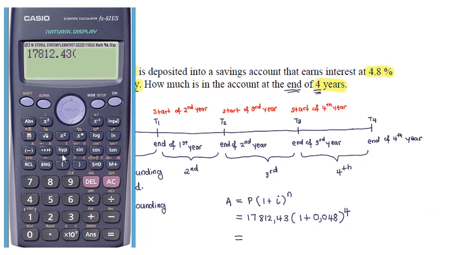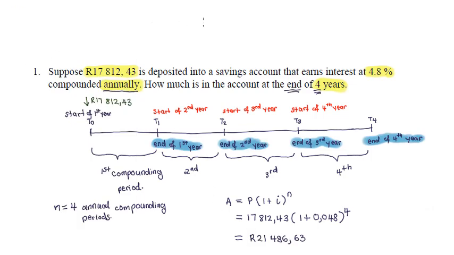Then you can simply plug all of this into your calculator. After this, all the brain work is finished. Now it's just a matter of being accurate, plugging all of these values into your calculator. Make sure to use your brackets accurately, and make sure to also check how you are plugging in all the values. So when we do this, we get that the amount that will be in the account, or the value of the savings account at the end of 4 years, is a total of 21,486 and 63 cents. Remember that we always round to 2 decimal places in financial maths because we're talking about cents.